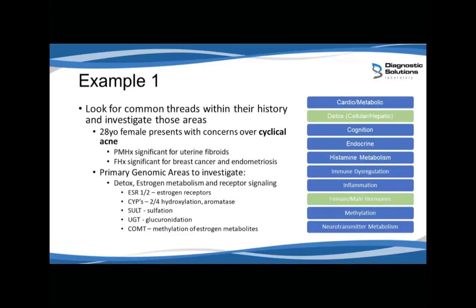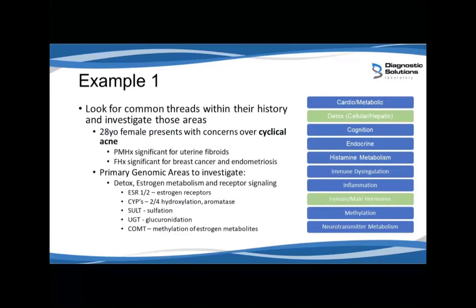And so example number one, and I put this at the top of every one of the examples, we want to look for common threads in their history and then investigate those areas. And you'll see over here on the right side, I listed out these quote-unquote genomic categories where we want to actually make sure we're investigating these areas. The base of them are all in blue, and then the ones that I would immediately jump to as most pertinent, I've highlighted in green. So let's go through the case.